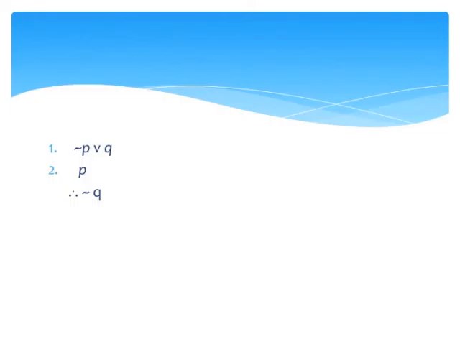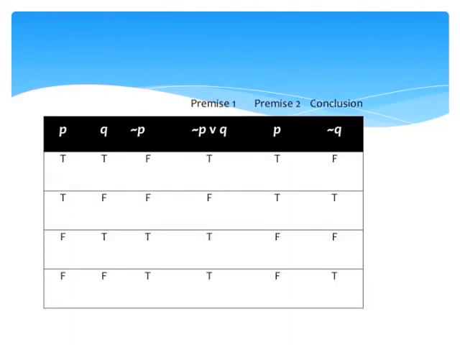Now let's apply the procedure to this second argument form. The first premise is not P or Q. The second premise is P, and the conclusion is not Q. Then we build our truth table, including the columns corresponding to premise 1, premise 2 and the conclusion, and with the truth values.